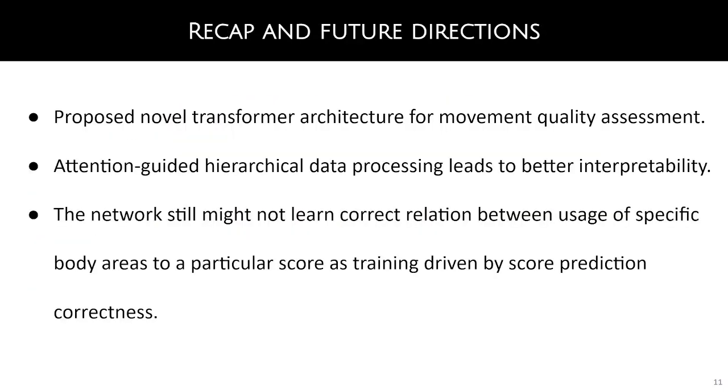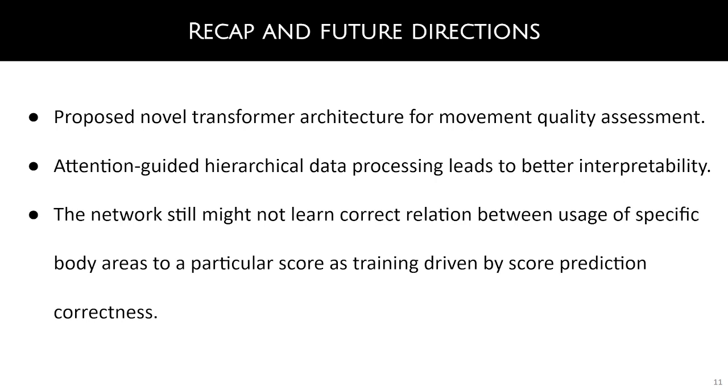To recap this talk, we saw a novel attention-guided deep learning framework which assesses home-based exercise performances. We also saw how the attention mechanism can be leveraged for making the neural network model more interpretable. We also saw how doing away with the RNNs, that is the recurrent neural networks, and replacing it with the transformer architecture drastically reduces the training time.